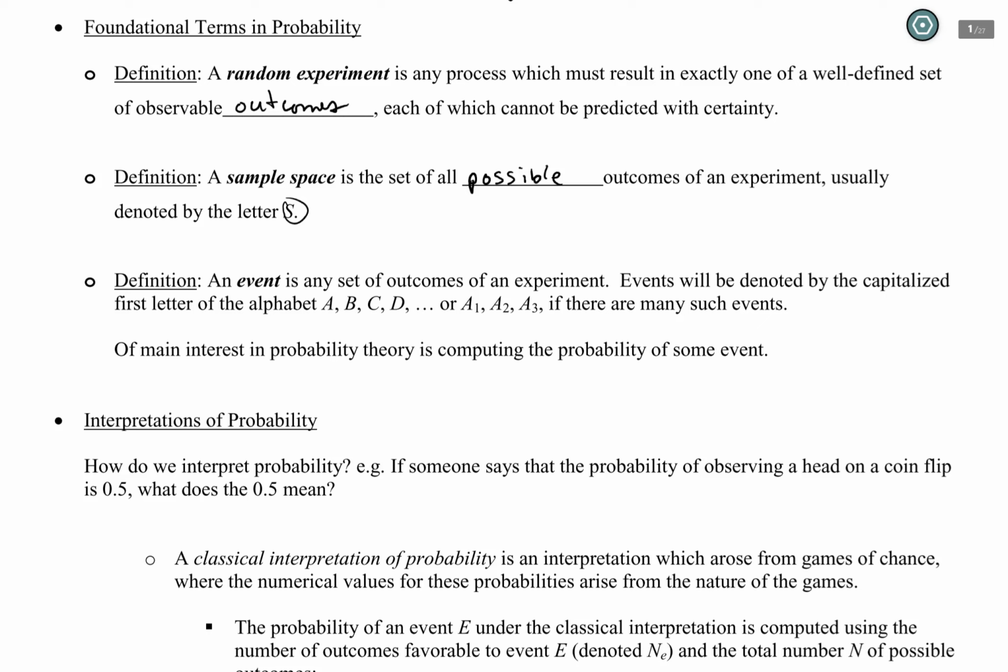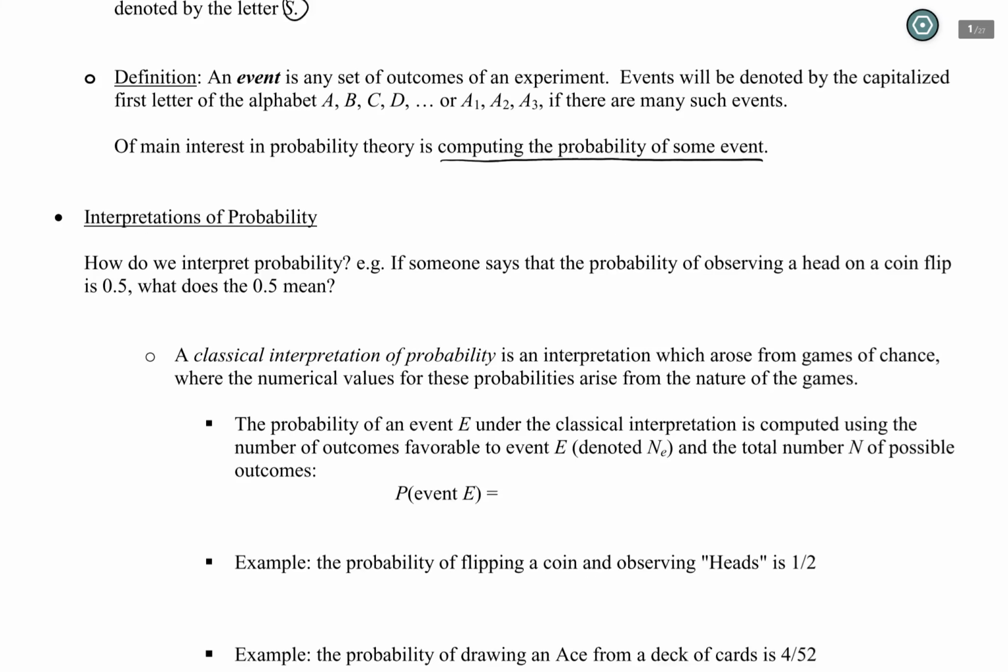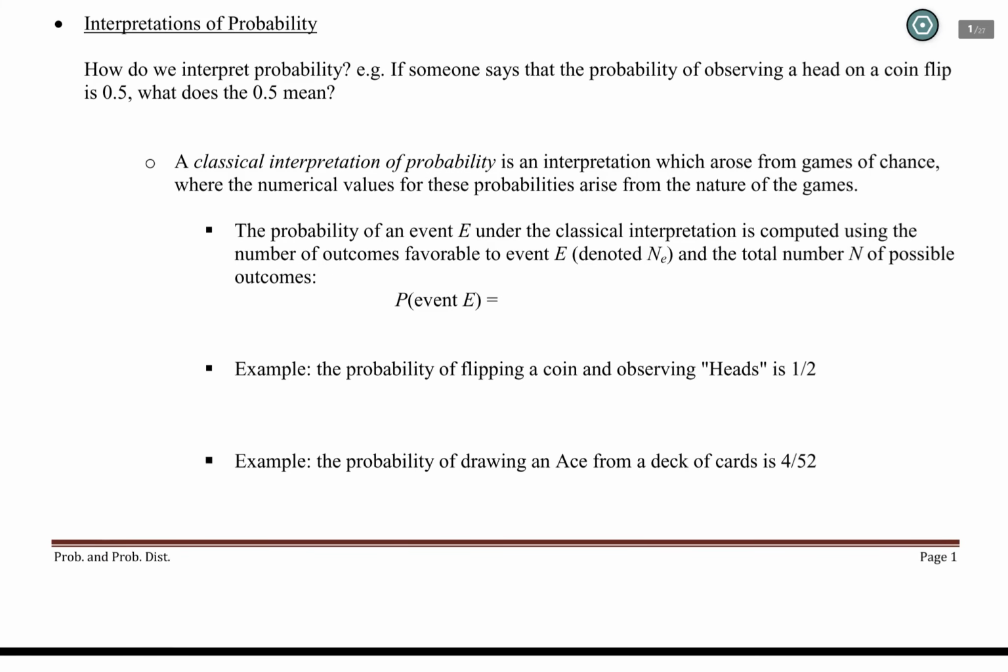Of interest in probability theory is computing the probability of some event. What is the chance, we often say, or what is the probability that some event will occur? Okay, so when we get that computation, and we'll get to that point in a little bit, how do we interpret it? So for example, if somebody says the chance of observing a head on a coin flip is 0.5, what does the 0.5 mean? Or what does the 1/2 mean? We're going to look at 4 different interpretations for probability.